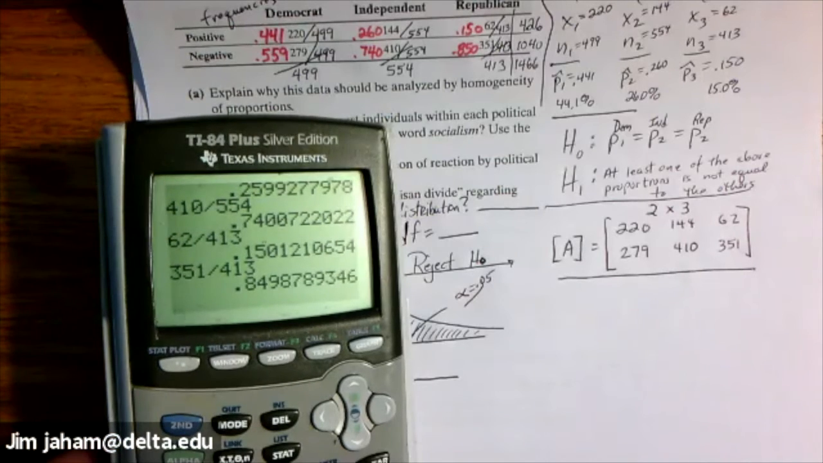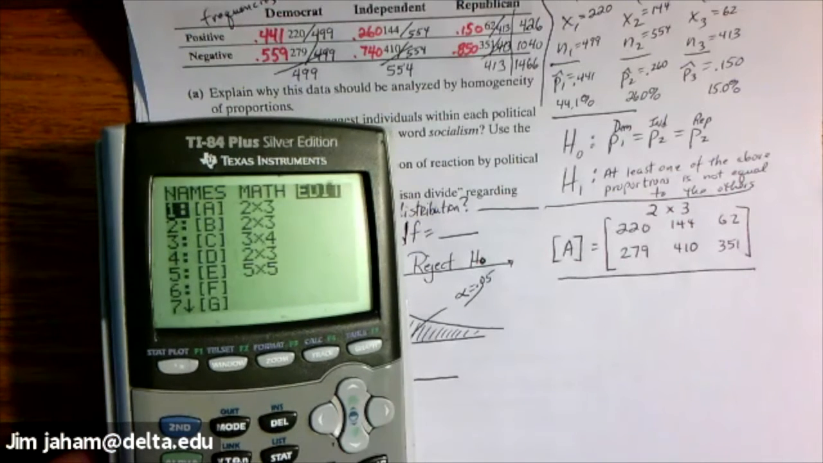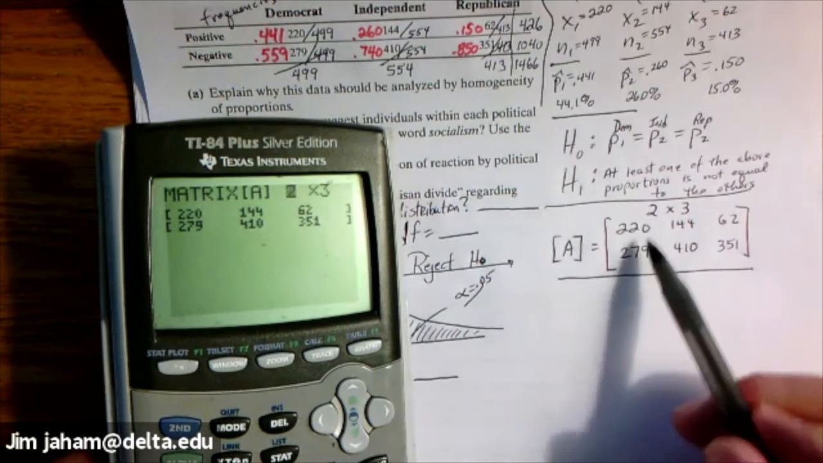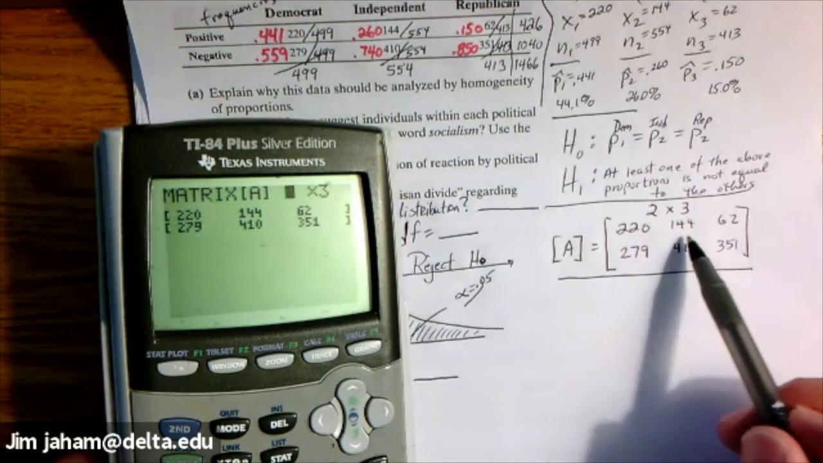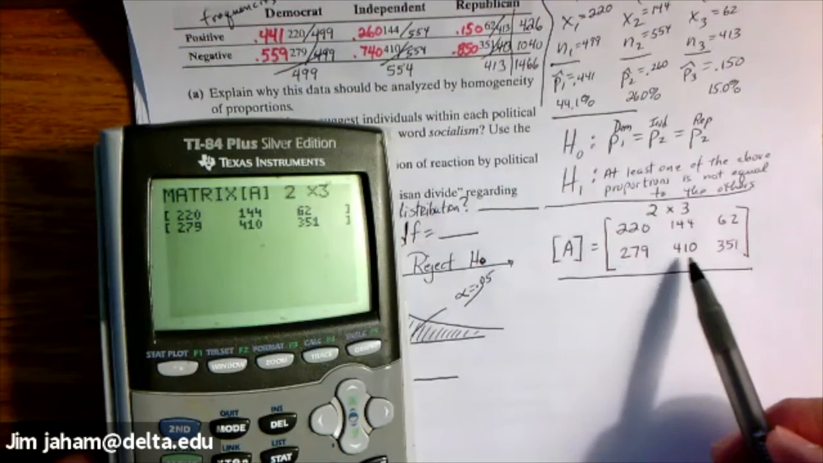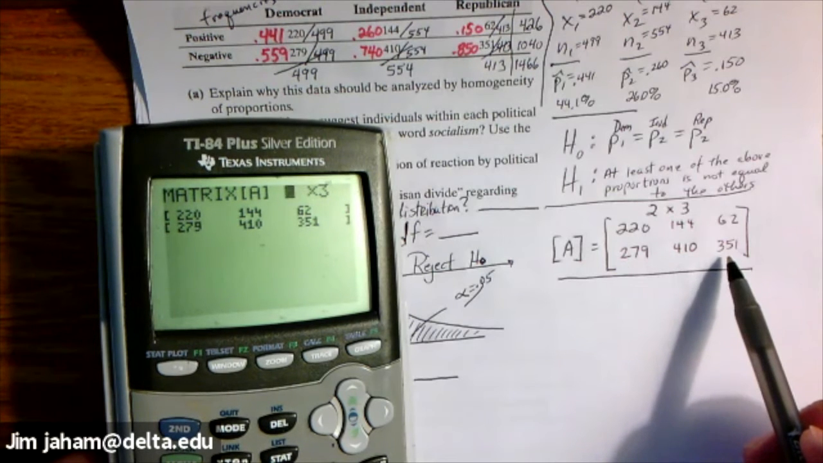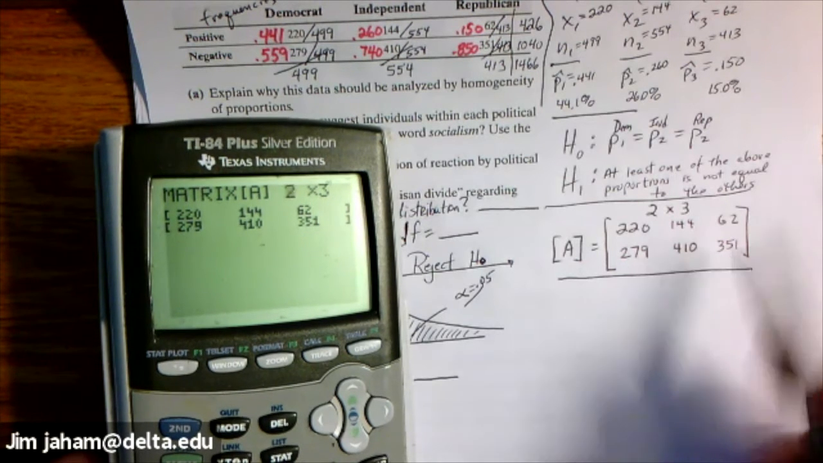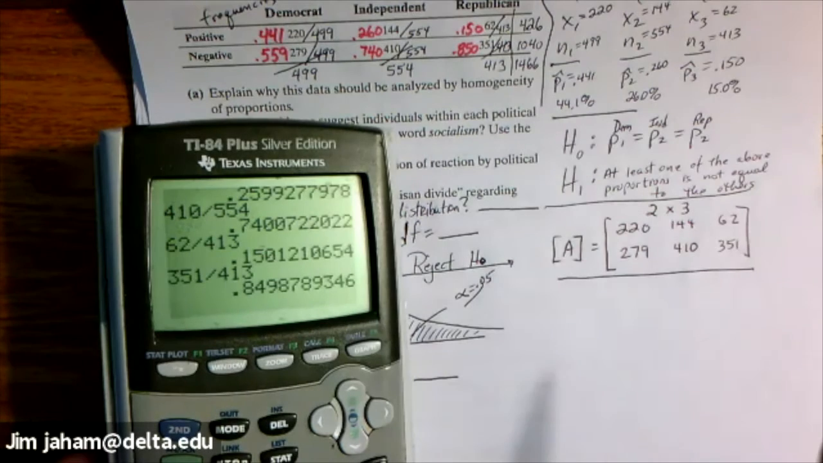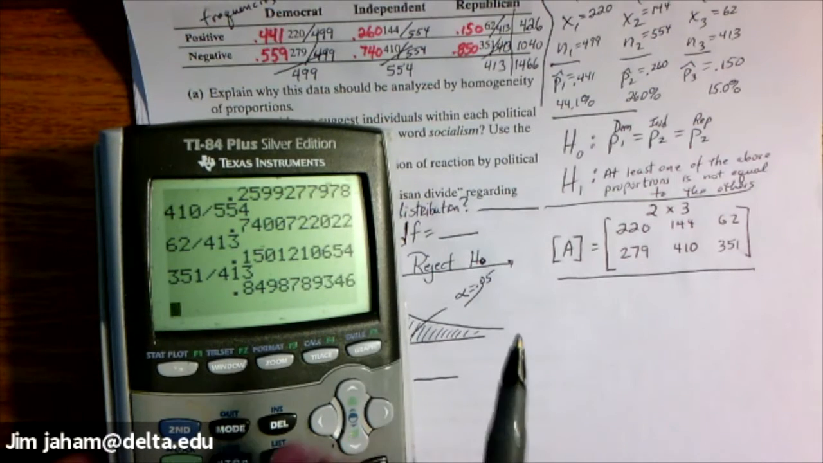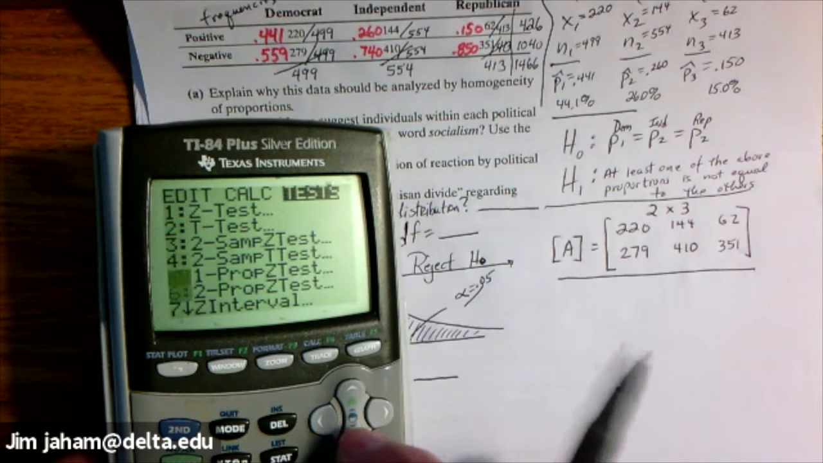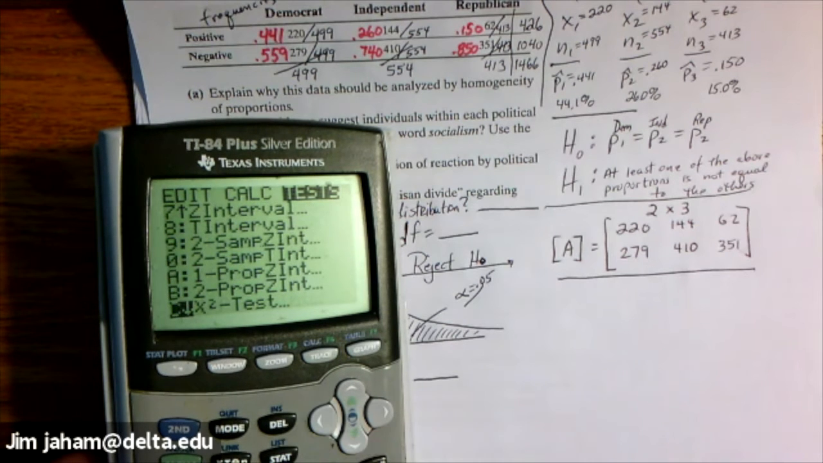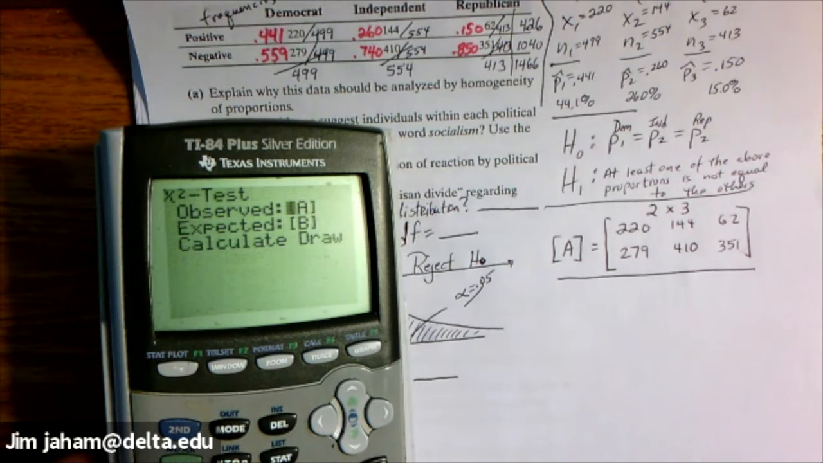All right, so we'll go to the matrix, edit the matrix, 2x3, enter the words, 2, 3, and the numbers, 220, 144, 62, 279, 410, 351, and then quit. Then we run the test. But you have to have the matrix in there first to run the test. This is option C. All of these inputs are the same.